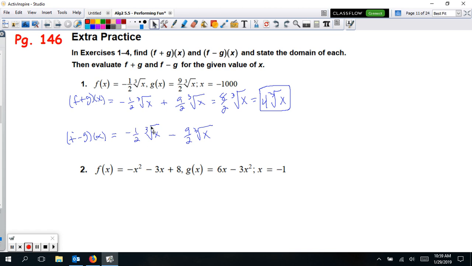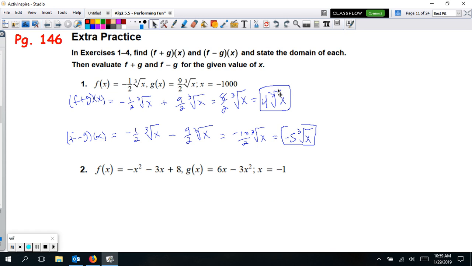So same thing, we can still put these together. We're just going to do negative 1/2 minus 9/2. So really this is now going to be negative 1 and a negative 9. So that makes negative 10/2. So on this one we'll have a negative 10/2 with the cube root of x. And so negative 10/2 would be negative 5. And so that would be our result for the subtraction of f minus g.